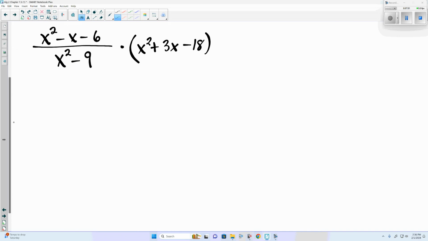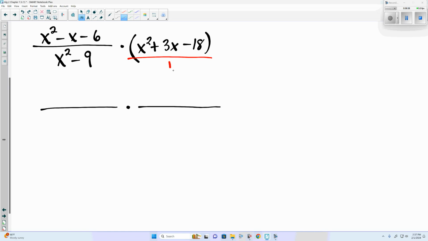So I wanted something a little bit different, where we actually have to do some factoring in a few spots other than just the sum or difference of 2 cubes, canceling the other parts out. Now our denominator for x squared plus 3x minus 18 is 1. Yes, okay.